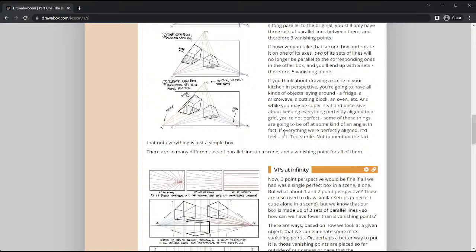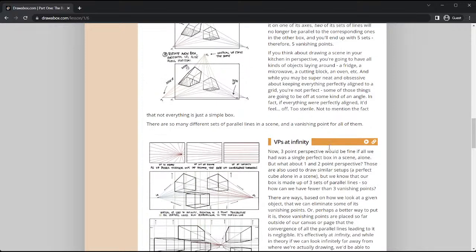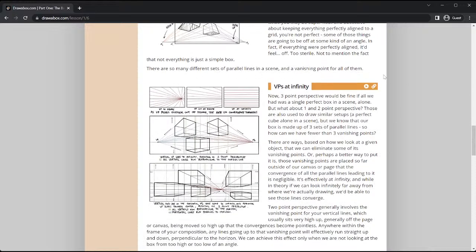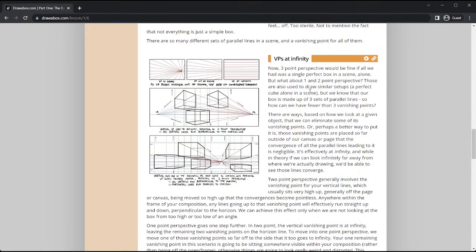Some of those things are going to be off at some kind of an angle. In fact, if everything were perfectly aligned, it'd feel off, too sterile. And not everything is just a simple box. There are so many different sets of parallel lines in a scene, and a vanishing point for all of them.